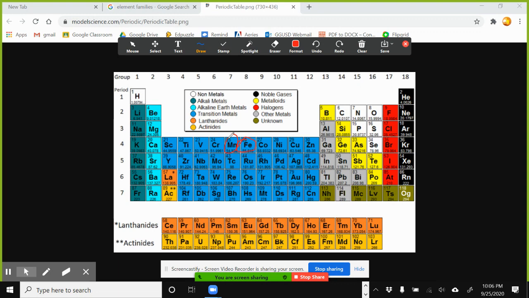The same is true for some of these. Some react much more slowly than others. For example, chrome stays shinier much longer than iron. But nonetheless, they are somewhat reactive, just less. Now, these are all metals. Remember that there is a red staircase separating the metals from the non-metals. So, anyway, these are the transition metals. These metals are similar to the transition metals. These are nonmetals all on this side of the periodic table.